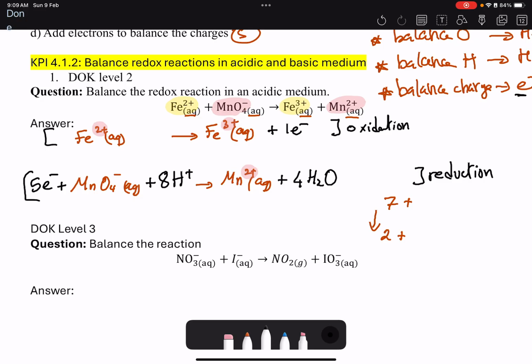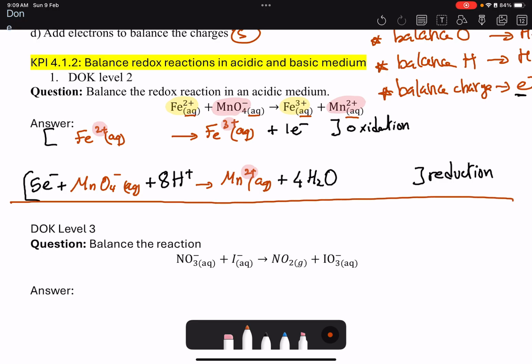So here we go. Now, finally, after finishing balancing the half oxidation and the half reduction, we now need to balance the charges. Here I have 1 electron lost and 5 electrons gained. So we will multiply the first one by 5. So 5, and we add them up. 5Fe2+, MnO4- and 8H+.